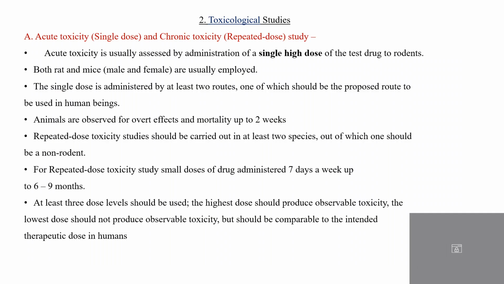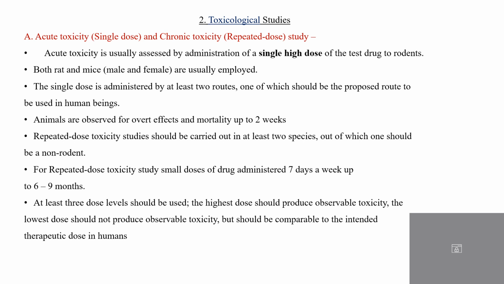Then coming to the toxicological studies, the first type is the acute as well as chronic toxicity studies. In order to assess the acute toxicity, a high single dose of the drug is administered into rodents. Usually male and female animals are included in this study. A single dose is administered by at least two routes, one of which should be the proposed route to be used in human beings. The animals are observed for any toxic effect or mortality up to 2 weeks.